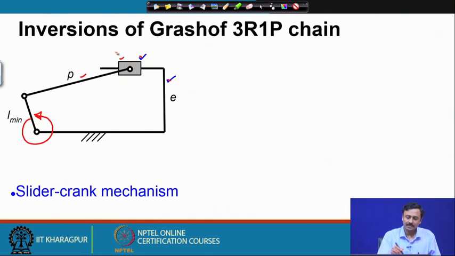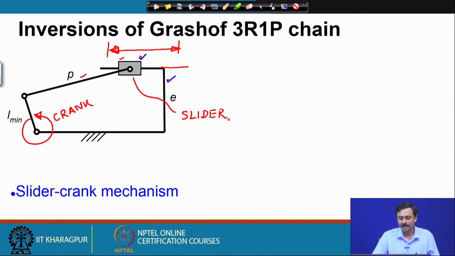So, therefore, this slider block can only slide, the sliding motion will be oscillatory between certain limits. Of course, this needs to be extended. So, when L min rotates completely, all other links are in relative oscillation. So, this slider block will slide. This is called therefore a slider crank mechanism. So, this is the crank. And this is the slider. So, slider crank mechanism.